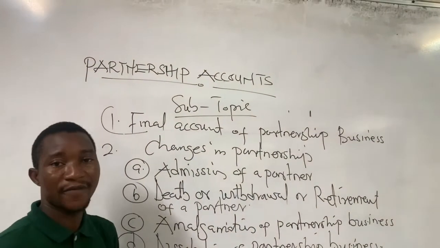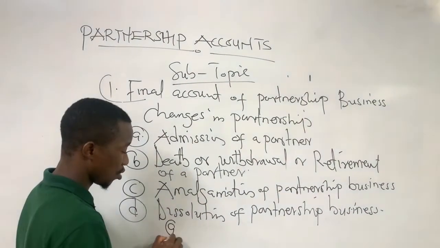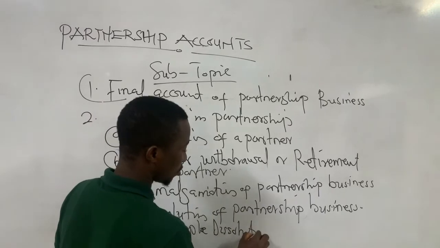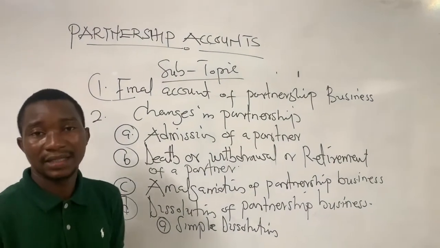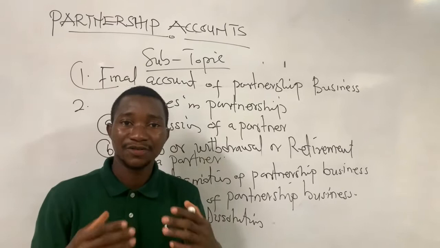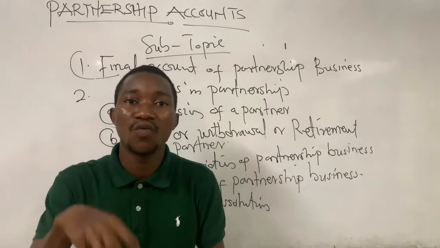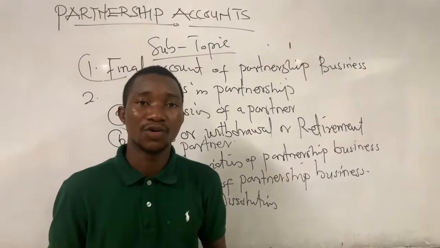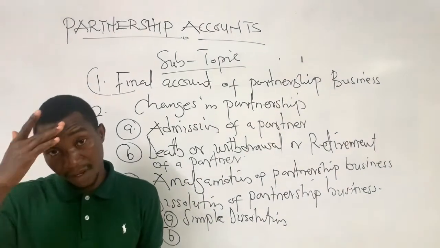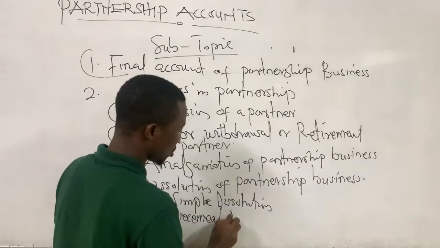And we have two different aspects of the dissolution of partnership business. One, under this dissolution, we have simple dissolution. With the simple dissolution, that is where the business comes to an end, and then they dispose of their assets, they settle their liabilities, and if there is any remaining cash, it is shared, all within 1 day. So that is a simple dissolution, and its treatment is also different. The second one I would like to talk about is the piecemeal dissolution.